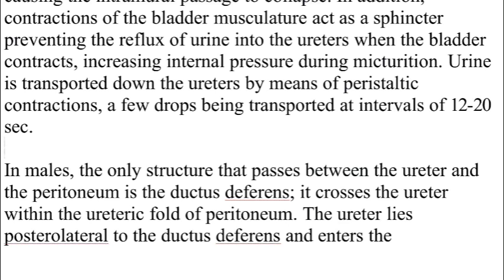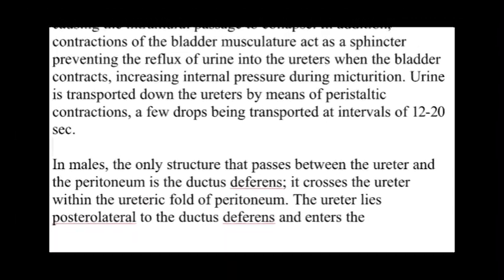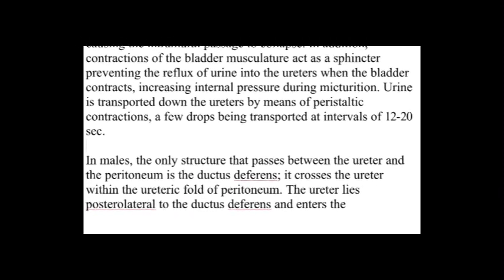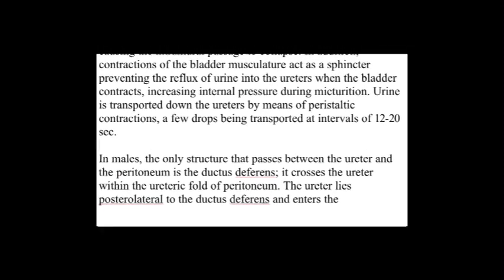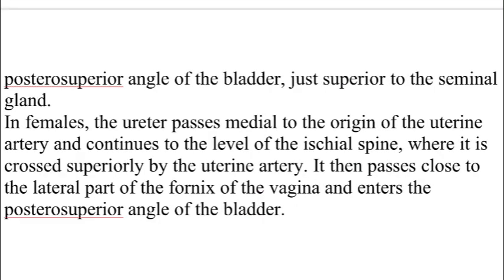Urine is transported down the ureters by means of peristaltic contractions. You have a few drops being transported at intervals of 12 to 20 seconds. In males, the only structure that passes between the ureter and the peritoneum is the ductus deferens. It crosses the ureter within the ureteric fold of the peritoneum. The ureter lies posterolateral to the ductus deferens and enters the posterior superior angle of the bladder. It does so just superior to the seminal glands.